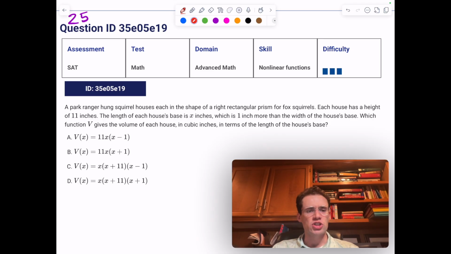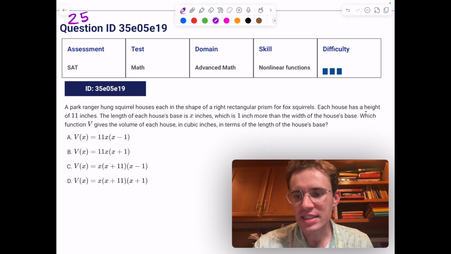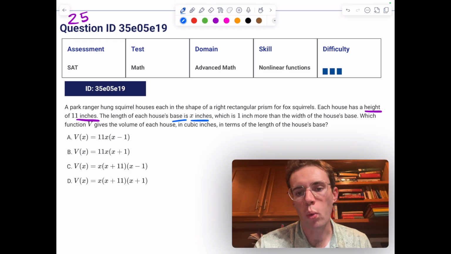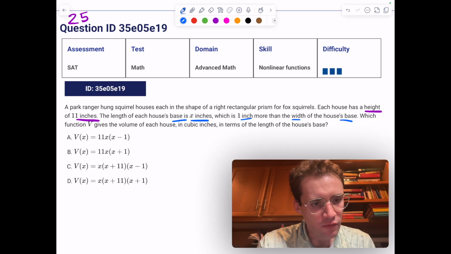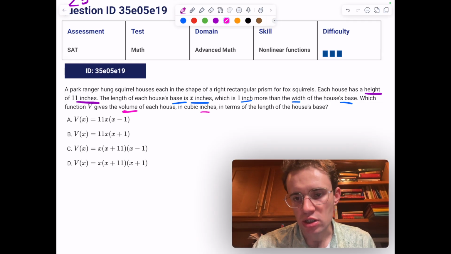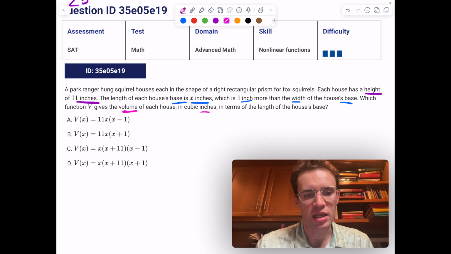All right, a park ranger hung squirrel houses, each in the shape of a right rectangular prism, for fox squirrels. Each house has a height of 11 inches. The length of each house's base is x inches, which is 1 inch more than the width of the house's base. Which function v gives the volume of each house in cubic inches in terms of the length of the house's base?